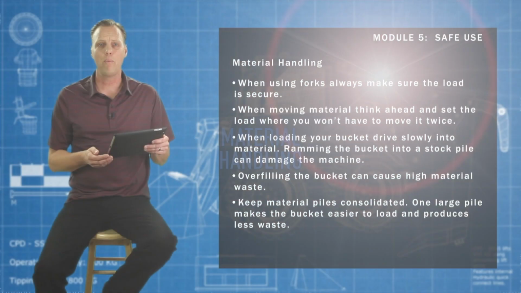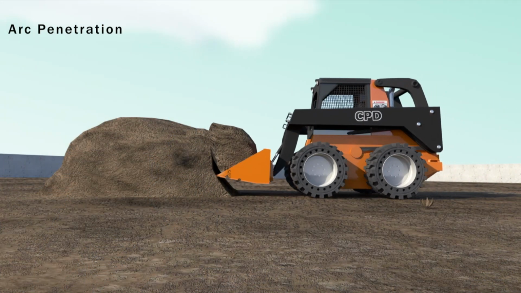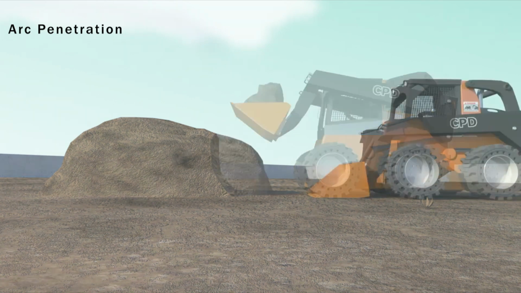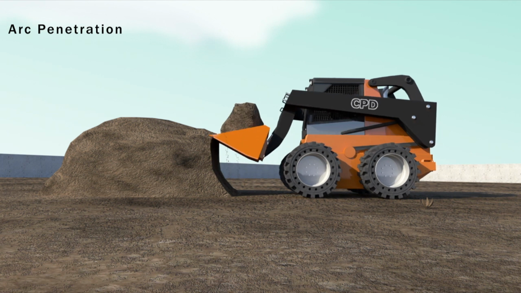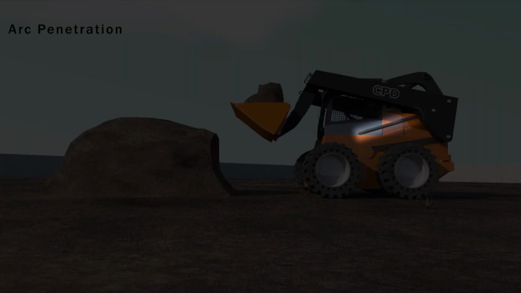There are two main ways to load a bucket. The first one we're going to look at is arc penetration. This is often the most common method used. As you enter the pile, slowly lift the machine's arms, followed by tilting your bucket back until full. This method begins by taking advantage of your more powerful lift arm cylinders and creates a smooth arc motion.